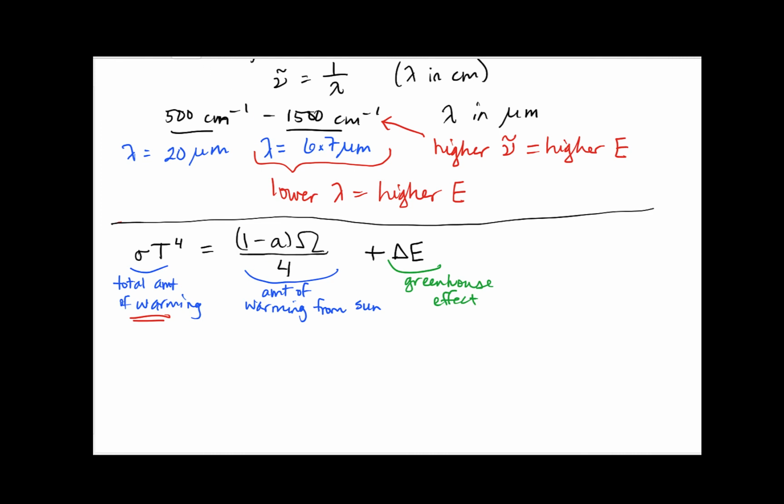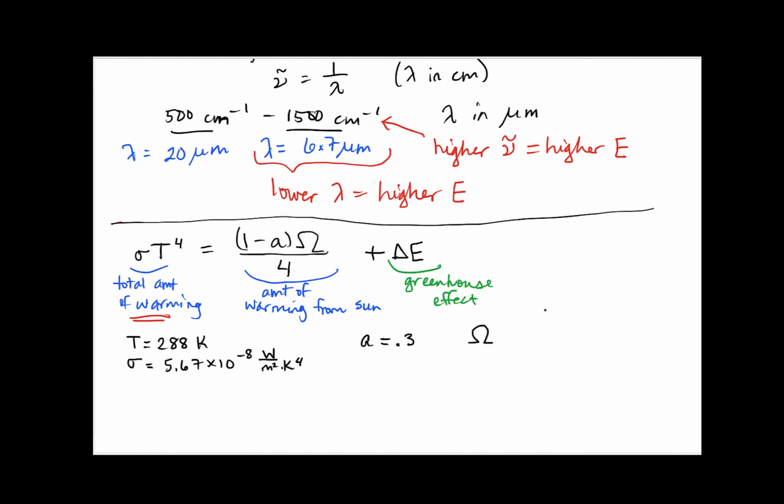So let's go back and calculate how much greenhouse effect warming we are having. We know that our temperature on average is about 288 Kelvin. And we know that this is a constant. This was the Stefan-Boltzmann constant. And then over here on the right-hand side, A was the albedo, which was about 30%. So in decimal form, that would be 0.3.